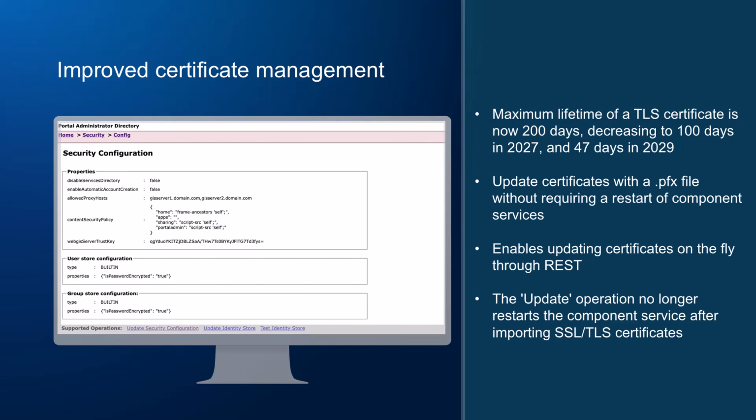That means certificate rotation is going to become a much more frequent task, and to help with that, we've improved the certificate management in ArcGIS Enterprise 12.1. You can now update your certificates using a .pfx file without requiring a restart of any of the component services. This means you can update your certificates on the fly through REST.